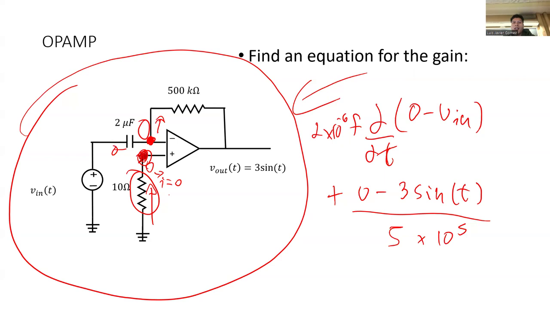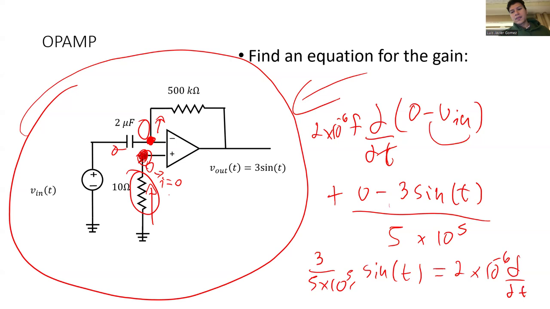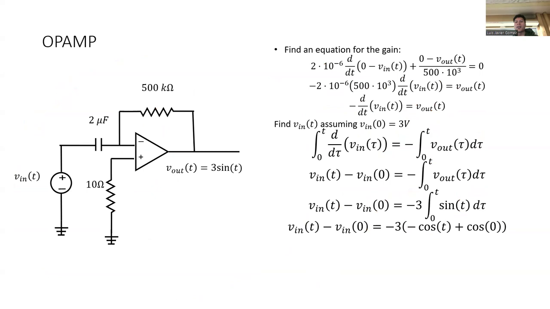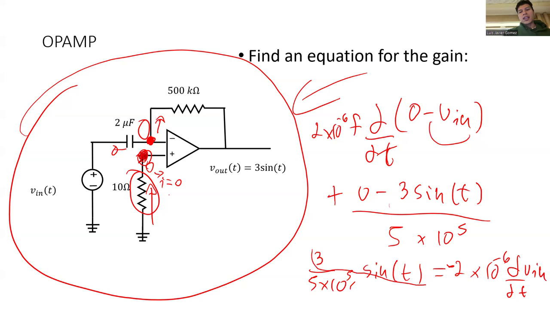At this point, all you have to do is basically, well, this is V out, so for V in, you have here that 3/(5 × 10⁵) sin t equals 2 × 10⁻⁶ d/dt of negative V in. And then you can basically invert this equation by integrating both sides, and then you can get what the input is. I was just asking for the gain, so you could have just left this as V out, and that would have given you what the gain equation is.